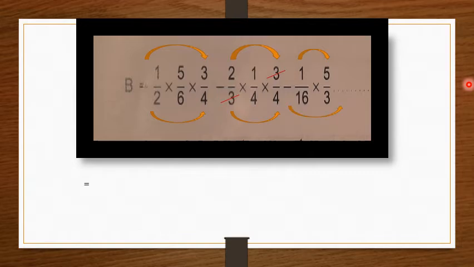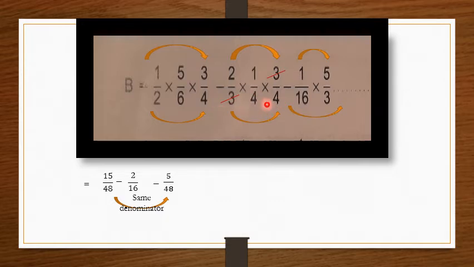Similarly, here in the presence of multiplication. So let's write the answers. 1 times 5 times 3 is 15. 2 times 6 times 4 is 48. Minus 2 times 1 is 2. 4 times 4 is 16. So it's 2 over 16. Minus 5 over 48. If I look here, there's the same denominator, 48 on both sides.